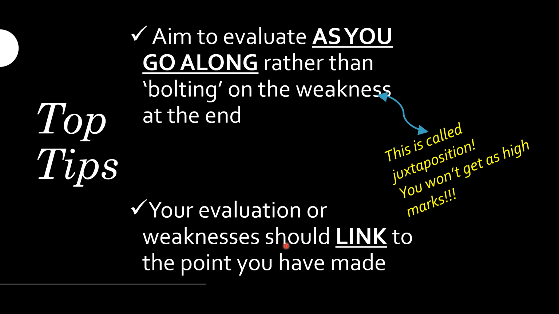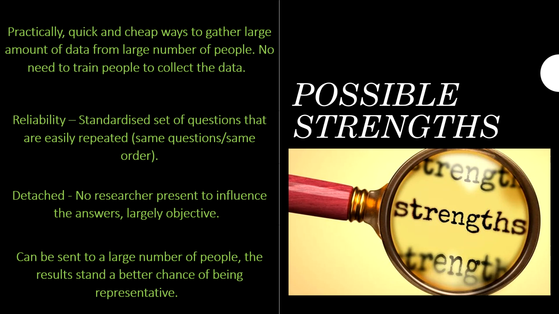So for example, any evaluation or weaknesses should link to the point or the strength that you've given, and it should follow on logically. So let's consider these 4 strengths. How would we evaluate these specifically as we go along to avoid juxtaposition? So let's look at the first one.